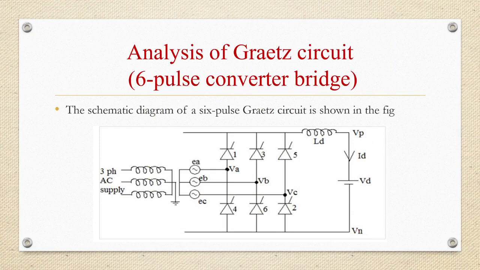Now let us analyze a grid circuit, that is 6 pulse converter bridge. So this diagram is showing a schematic diagram of a 6 pulse grid circuit. 6 diodes are there here, 1 3 5, 4 6 2, and EA, EB, EC is connected to this VA, VB, and VC.